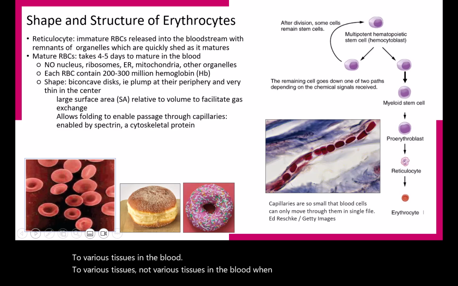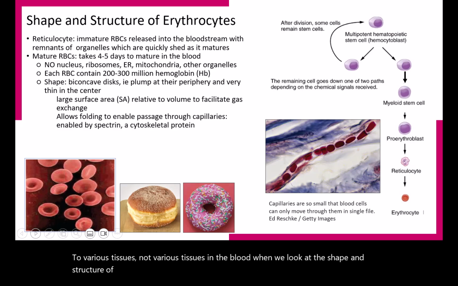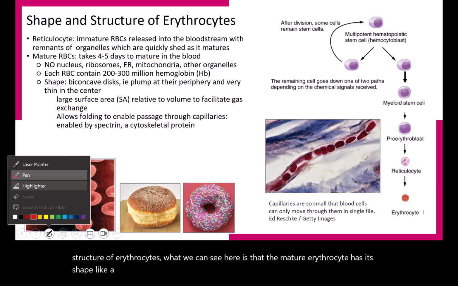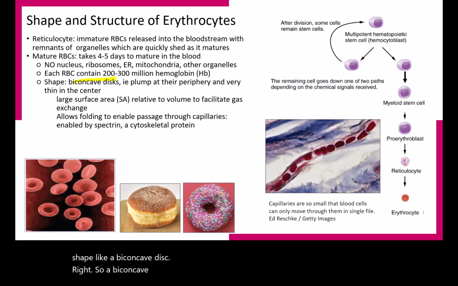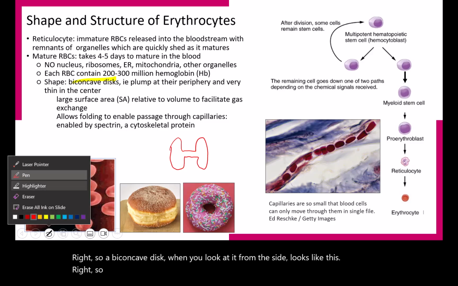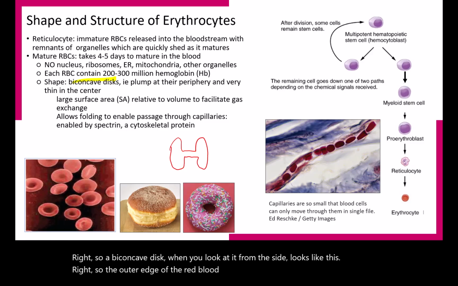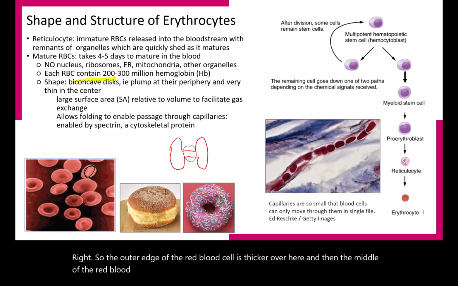When we look at the shape and structure of erythrocytes, what we can see here is that the mature erythrocyte is shaped like a biconcave disc. Right, so a biconcave disc, when you look at it from the side, looks like this. The outer edge of the red blood cell is thicker over here, and then the middle of the red blood cell is flattened. So it's concave on both sides, right? That's what they call biconcave.